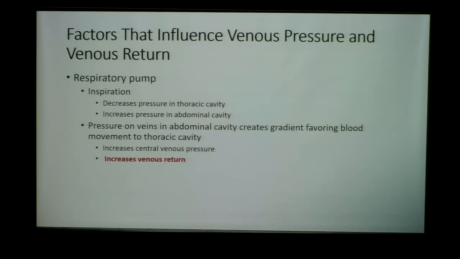A pressure gradient, excellent. So we have a pressure gradient, which we know is the key driving force for moving fluid, for moving blood. So we have a higher pressure in the abdomen, a lower pressure in the thorax, and that drives blood from the abdomen up into the thoracic cavity. And this is really important in increasing venous return, okay?